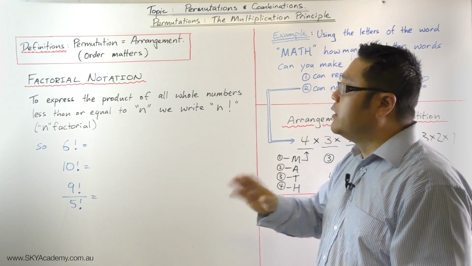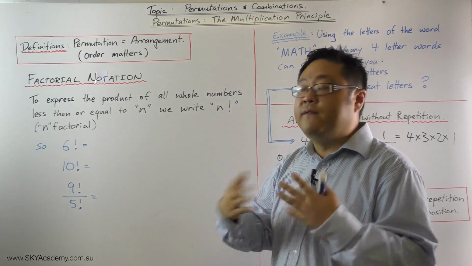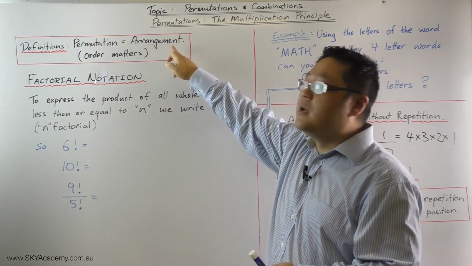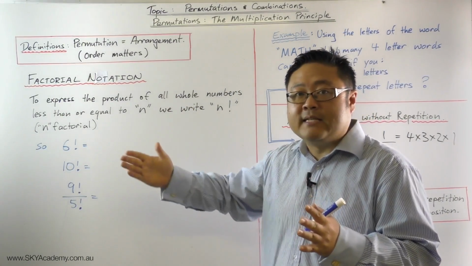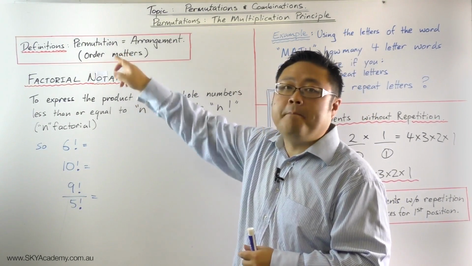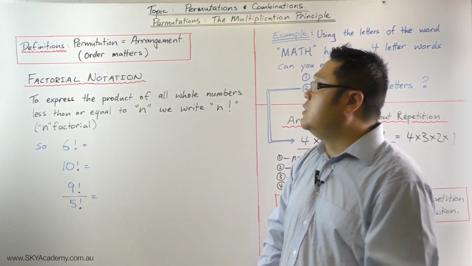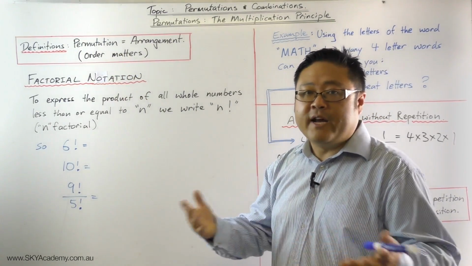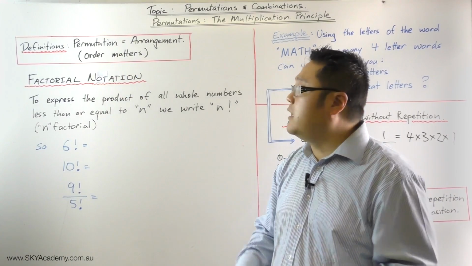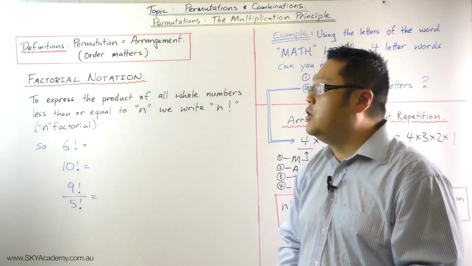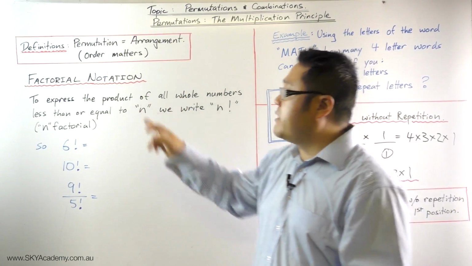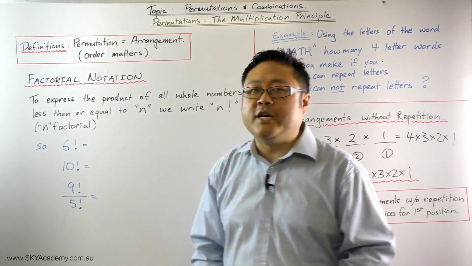Let's revisit what a permutation is. A permutation is basically an ordered list where order matters. Another word we can use for it in everyday vernacular is arrangement. So it's the number of arrangements that you can make, where the mathematical word we use is permutation.